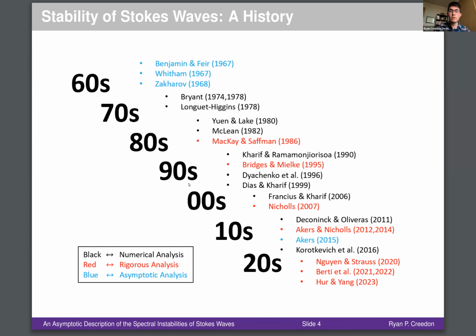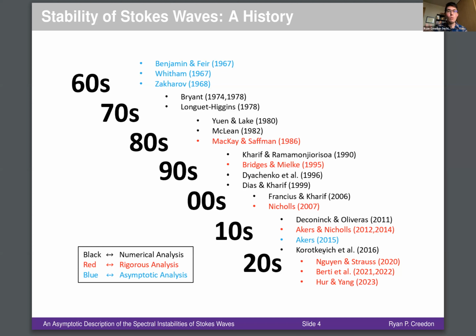And peppered into those numerical results every so often are these rigorous results. The most important one from 30 years ago is this paper by Bridges and Mielke that actually proved for the first time the existence of this Benjamin-Feir instability in finite depth. And so outside of really that paper and maybe a few others, there really weren't very many rigorous results out there for this problem. And it's only when you look at the last decade, literally from the time the pandemic started till now, that you see this explosion of rigorous results for this spectral stability problem.